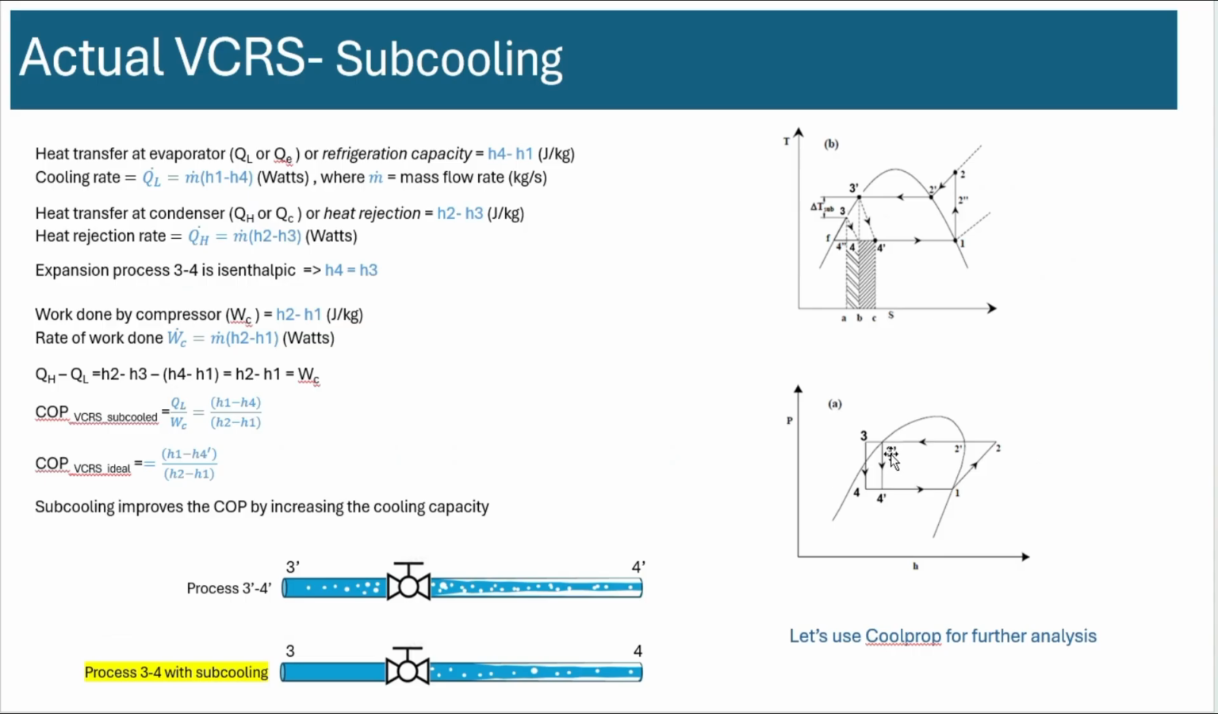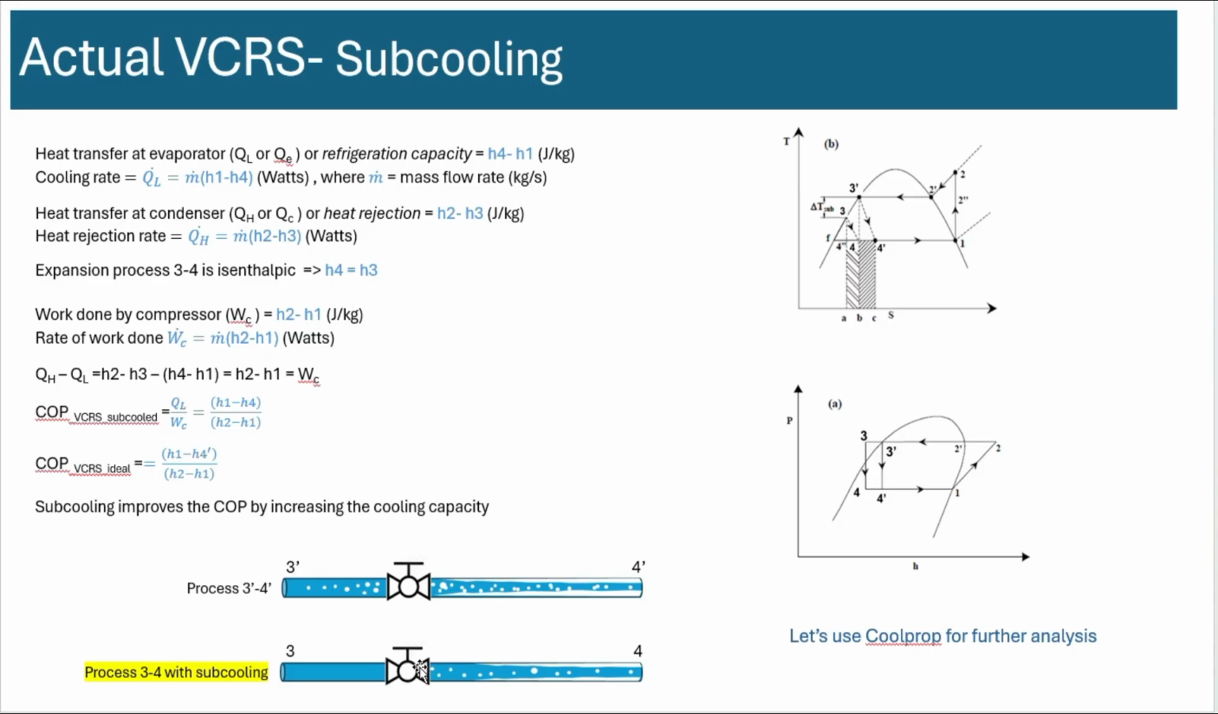Okay, so instead of coming in at 3 prime, you're coming in at 3. What does that mean really? If you're coming in at 3 prime, that means you have some vapor in that liquid, because Q is not equal to 0. If you're coming in at 3, that means Q is 0. What I mean by Q is the quality. So it's fully liquid when you're coming in here. So when you have subcooling, it's all liquid going to the expansion device.